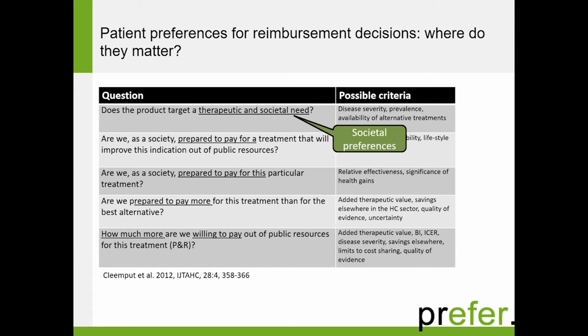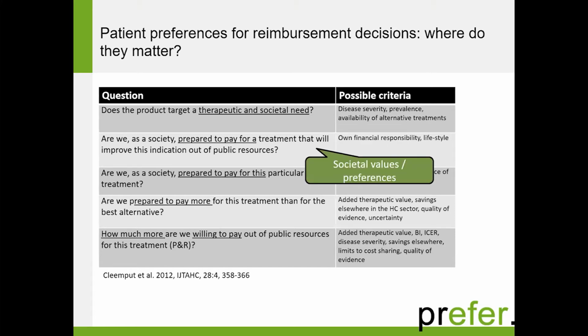The second question is about the willingness to pay from a societal point of view for a treatment that would improve the indication. So that's really a principal question about should this be paid for by the patient himself or should society pay for this? And this is also a matter that should be discussed from a societal point of view, and societal values and preferences would come into play.